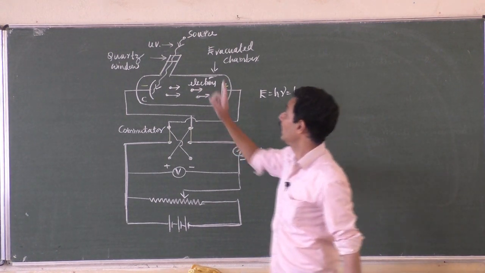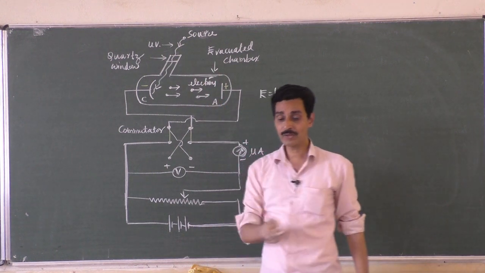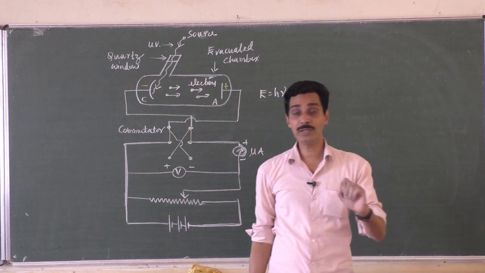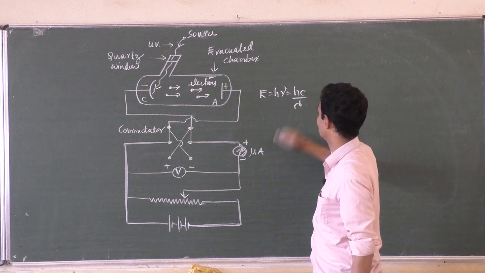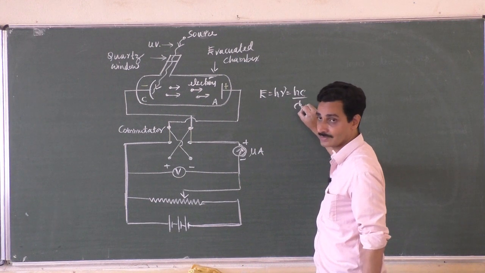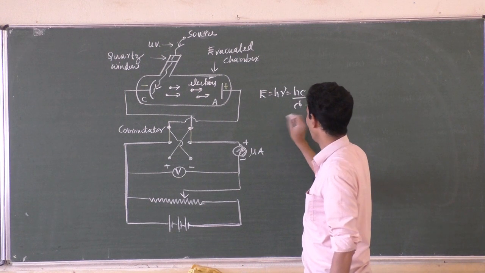Now Hallwachs and Lenard found that the current went on increasing as the intensity of light is increased. They took the same source, they went on increasing the brightness. What do you mean by that? Nu is not changed. Lambda is not changed.